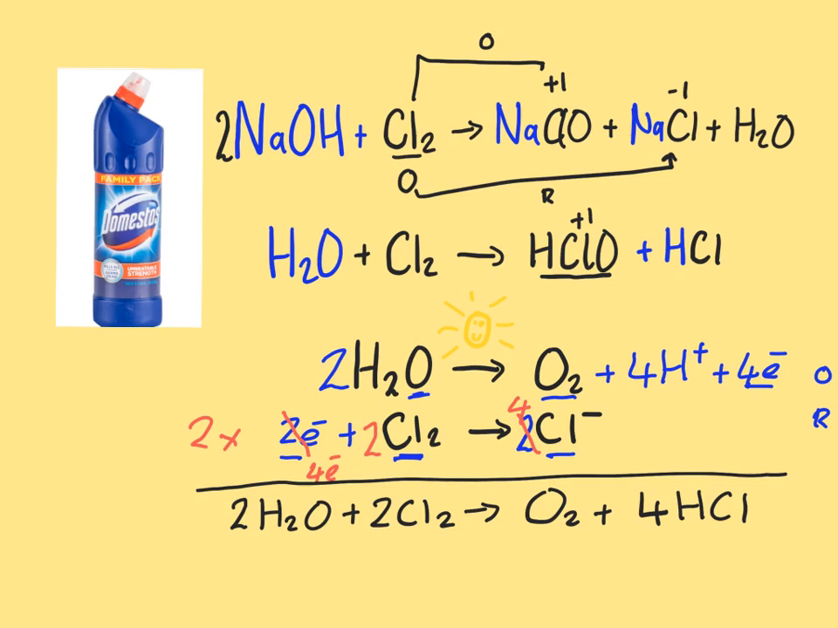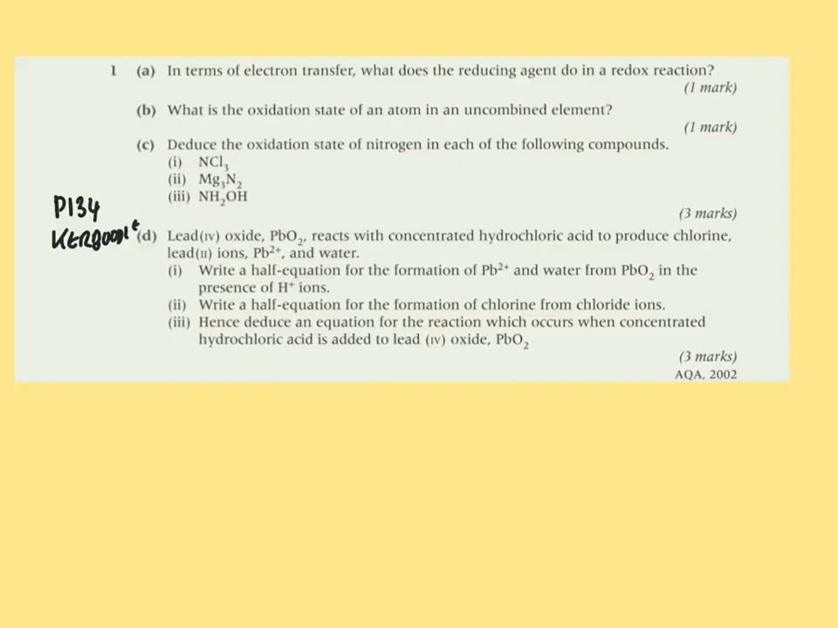This is not a disproportionation reaction because the chlorine has an oxidation state of 0 and it only gets reduced to the oxidation state of -1. So here's a past paper question. All of these can be found on Google Classroom in the answers to the caboodle questions. But let's look at part D.